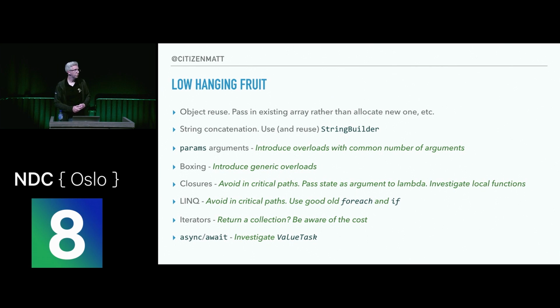And if you've got closures, avoid those in critical paths. So if you've got some code which is called very, very frequently or for a long period of time, avoid them, basically. Try and do something different. Perhaps you can pass the state as an argument to the Lambda rather than trying to capture it as a class.